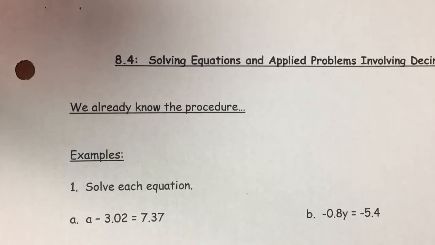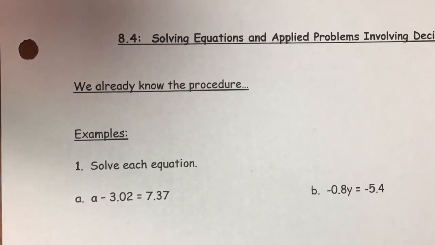Okay, we're going to do the notes for 8.4. We already know the procedure for solving equations. We had it in Chapter 7. You eliminate the parentheses. You combine any like terms. You gather everything with the variable to one side, everything without the variable to the other side, and then you divide if you need to. So we've had those steps for that procedure. We're going to use the exact same thing. Unfortunately, it's just going to get a little uglier because we're dealing with decimals.